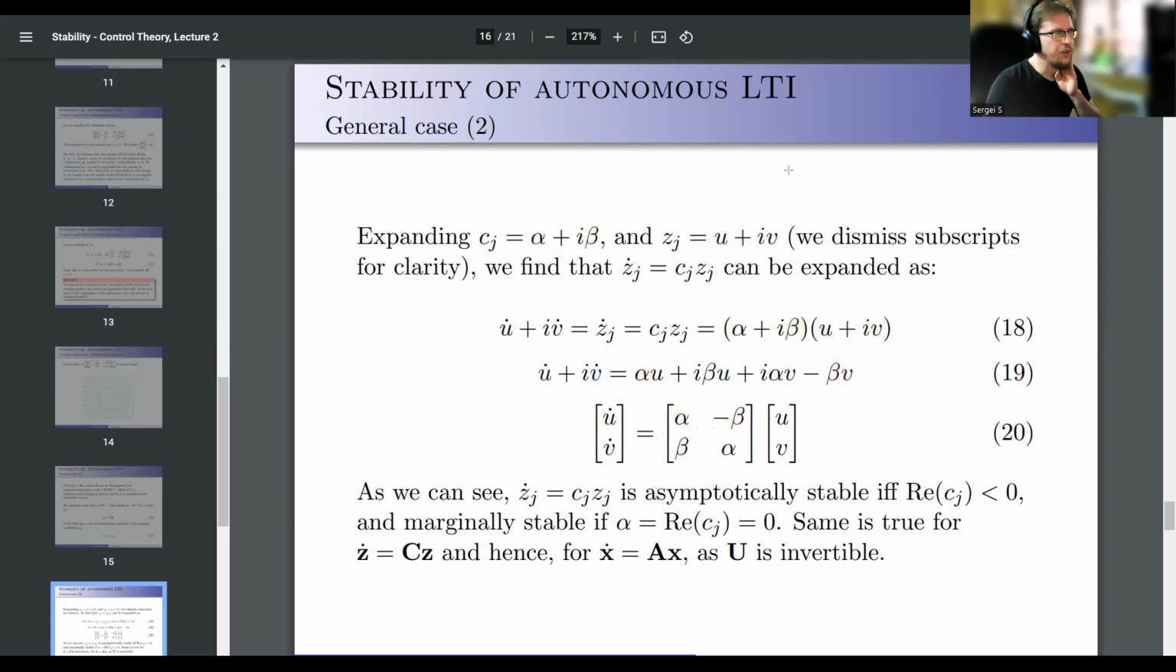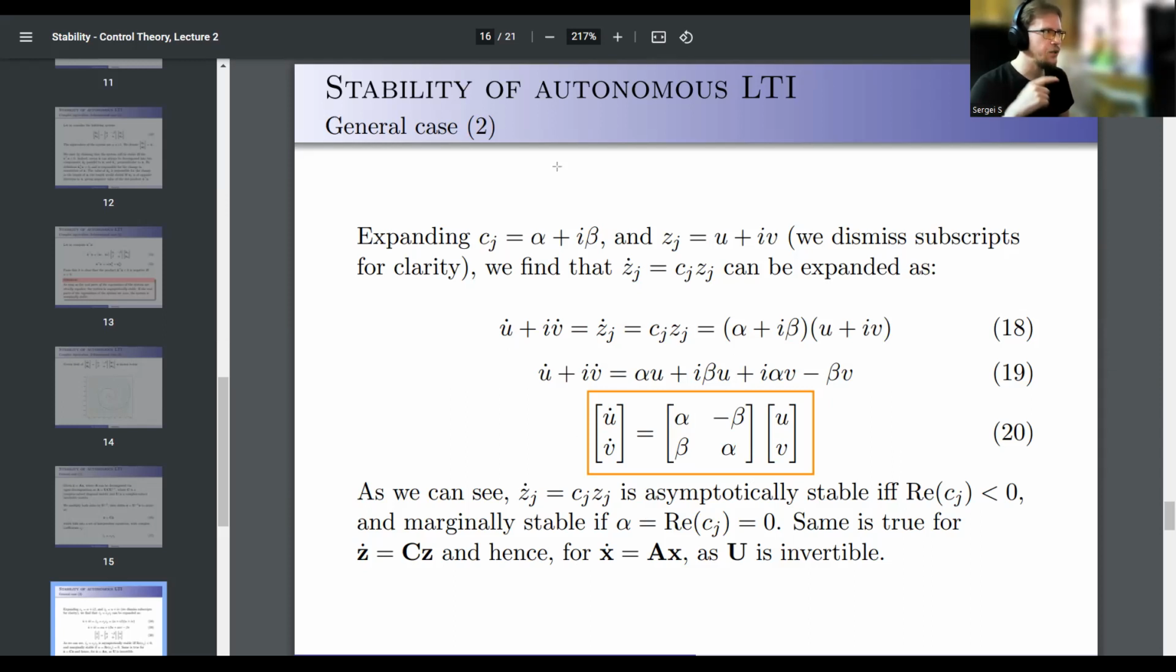Notice what we got finally is that we have u and v times the matrix alpha, beta, minus beta, alpha. That is the example that we saw before. We just solved it. And for this example, we know that the solution is asymptotically stable if alpha is less than 0, marginally stable if alpha is 0, and unstable if alpha is bigger than 0. So what we find is the criterion for this type of problem: as long as all eigenvalues have negative real parts, it is asymptotically stable.